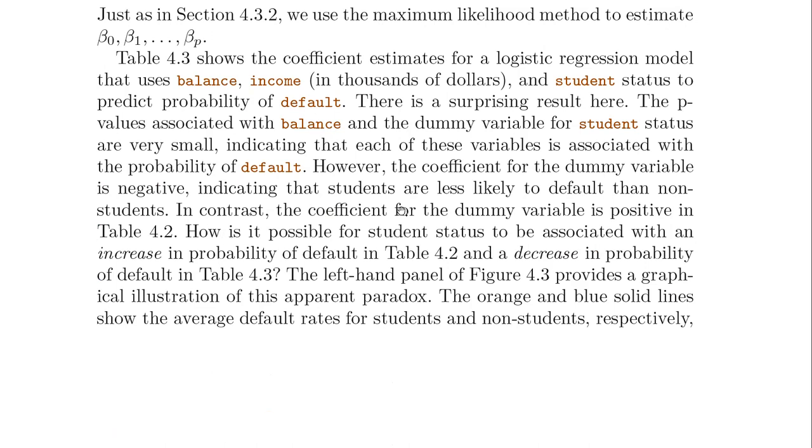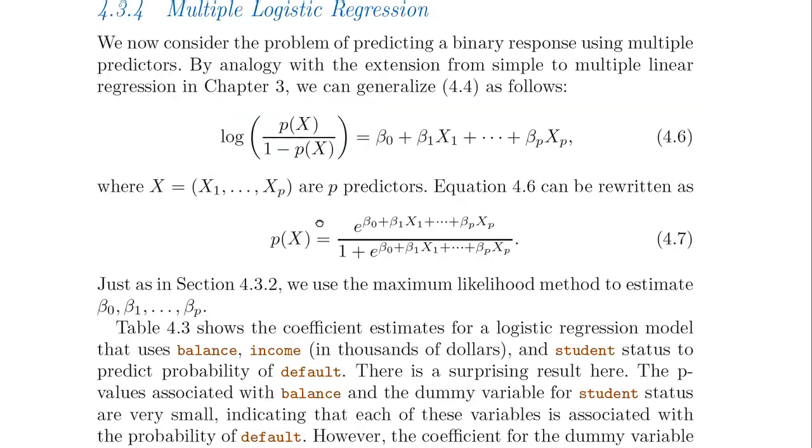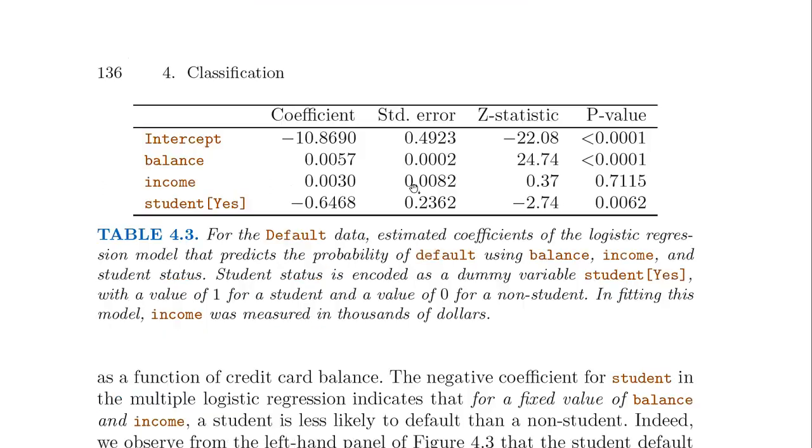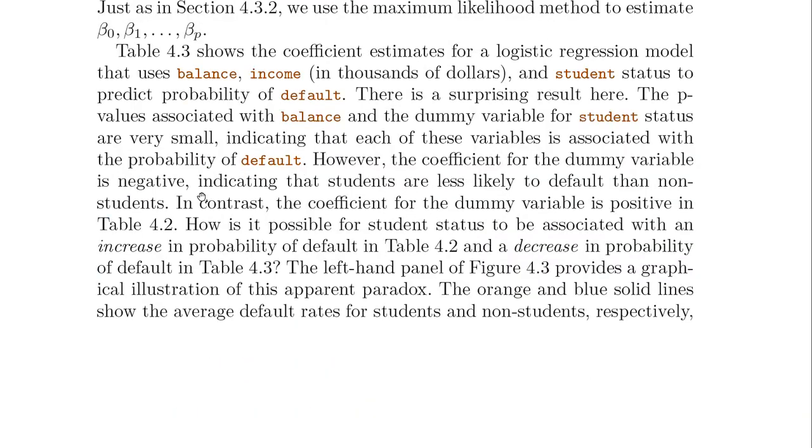In contrast, the coefficient for the dummy variable is positive in table 4.2, which is what we had over here. I know I'm kind of going from one page to another. This is a positive coefficient for a student. This is negative. If I had to guess, we're probably going to put more trust in the negative. This might be totally off, but given that it's like multiple linear regression. Let's see.